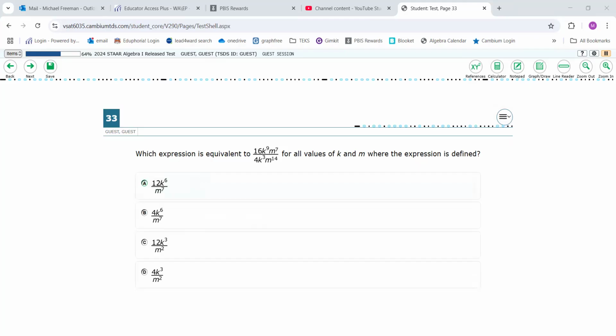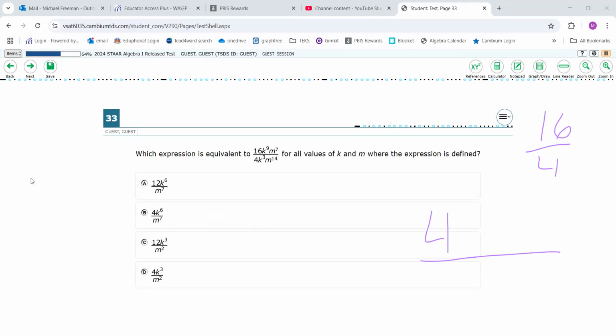All right, number 33. Which expression is equivalent to 16k to the ninth m to the 7th over 4k to the third m to the 14th for all values of k and m where the expression is defined? So let's get a color out. Remember, we say normal numbers do normal math. Well, 16 divided by 4 is 4. All right, so I know our coefficients simplify to 4.